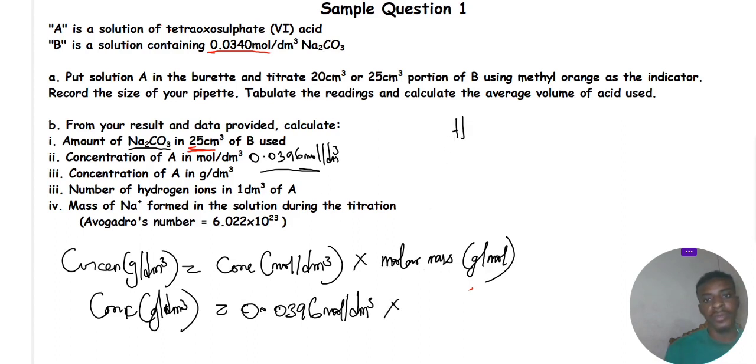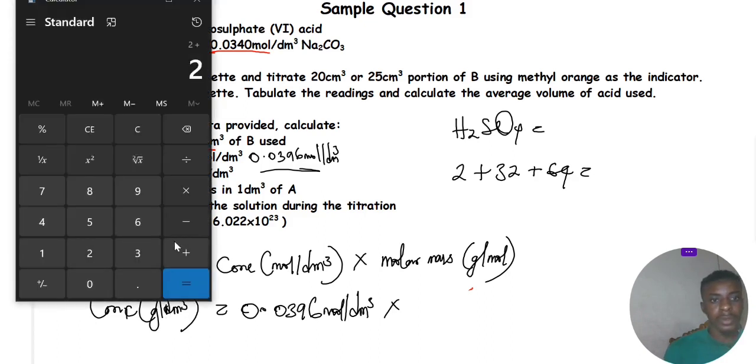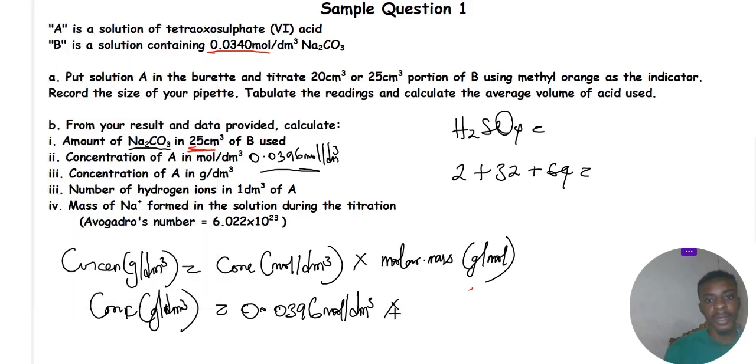A is H2SO4. So you calculate the molar mass of H2SO4, which is by summing their individual masses. You have 2 times 1, you have 2, plus sulfur is 32, oxygen is 16 times 4 will give you 64. So you sum all together, which is 2 plus 32 plus 64, you have 98. Okay, so that is 98 grams per mole.